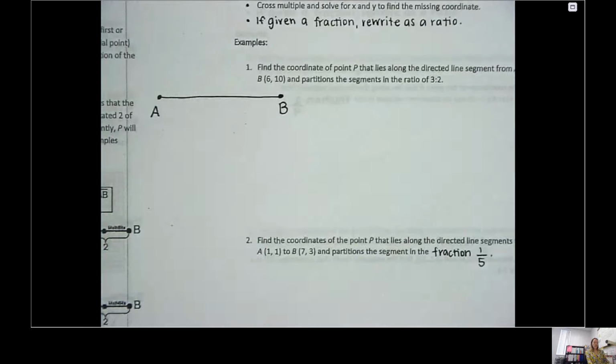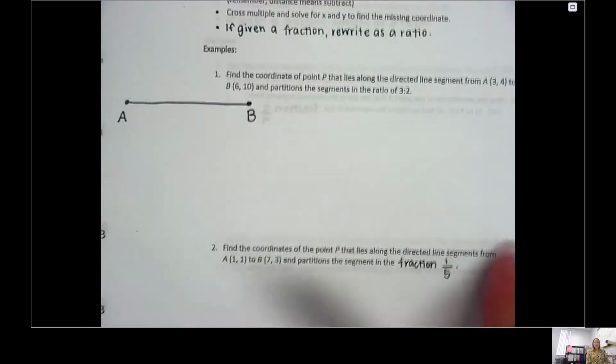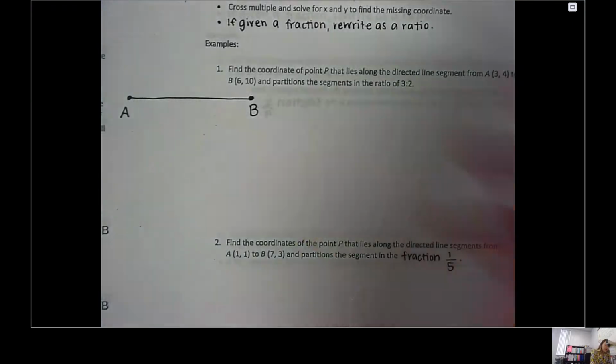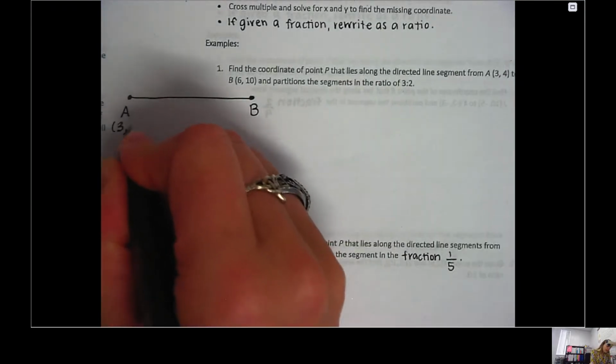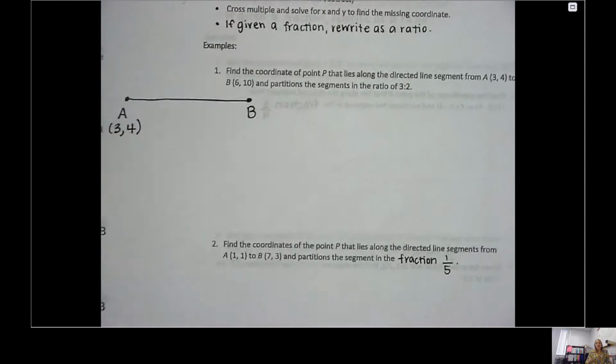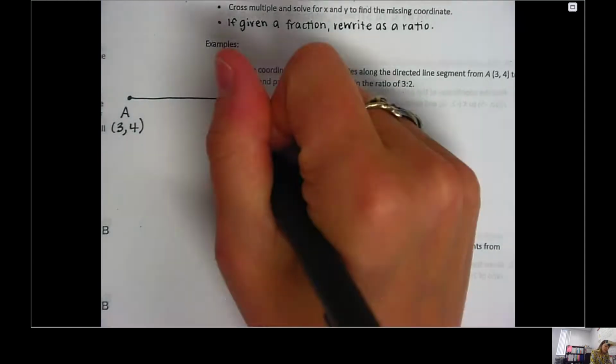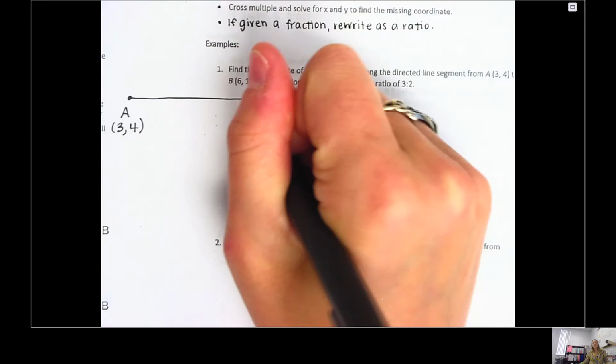Right, and so I'm doing it off over here so that I have enough space here and here to do my work. Okay, I'm going to label the points. Point A is at (3, 4), so I could graph that, right? You would go over 3, up 4. And then point B is at (6, 10), go to the right 6, up 10.